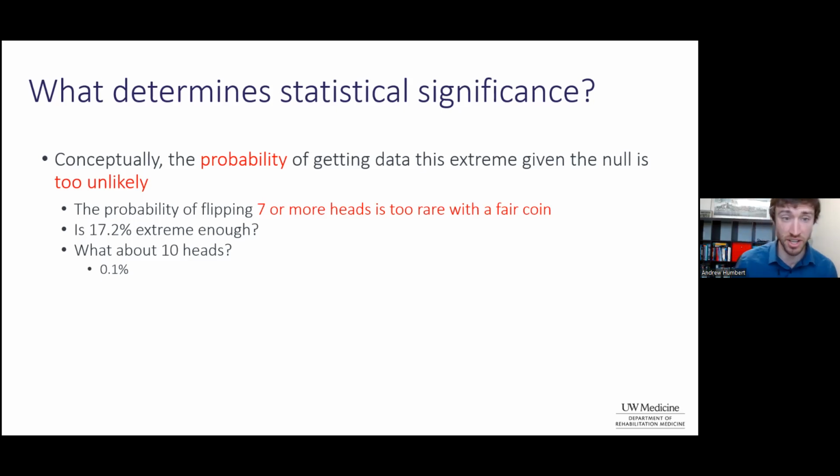But what about 10 heads? What if they flipped 10 coins and all 10 of those were heads? Now we're talking about only about a 0.1% chance. That's definitely less likely, and I'm definitely more inclined to believe that that coin is weighted in favor of heads than that previous coin that flipped 7 out of 10 heads.